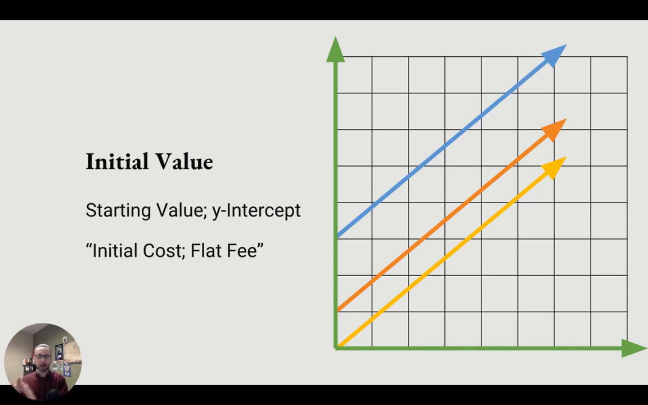But any line that crosses the y-axis, any function, is going to have an initial value, a y-intercept. So you'll notice with the blue, the orange, and the yellow lines here that they all have the same slope. Notice that they're all rising at the same rate as you move from left to right. But they're different lines because they have different initial values. So the initial value is an important piece of our linear function or linear equation. It's part of what we need in order to accurately describe what's happening in the relationship.